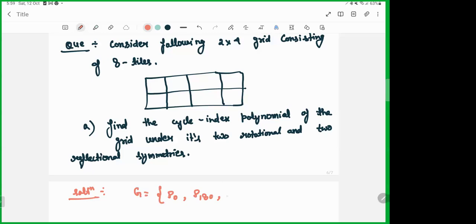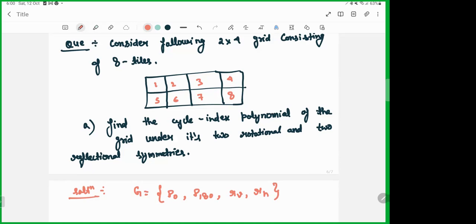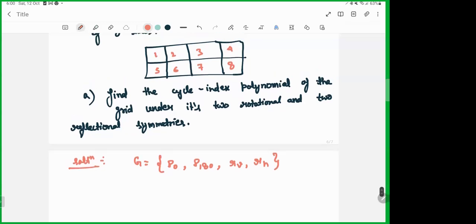And 2 reflectional symmetries, basically vertical and horizontal. So vertical, let's say RV, and horizontal RH. So we have this group, right? So let's name the tiles 1, 2, 3, 4, 5, 6, 7, 8. We have these 8 tiles. So what we need to find out? We need to find out the cycle index polynomial. So for finding the cycle index polynomial, we need to find out the cycle index monomial, right? Is the group this only?